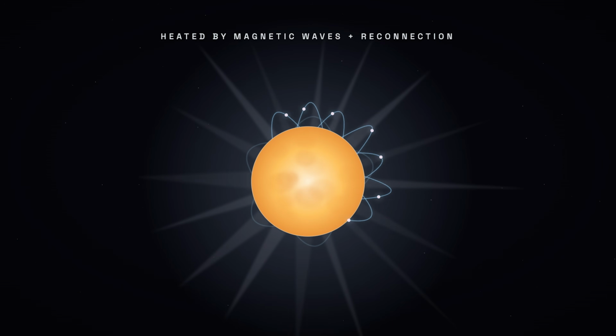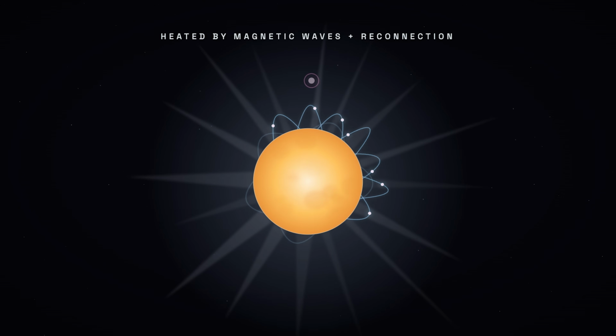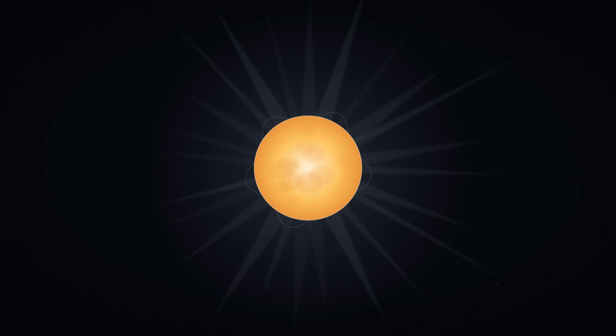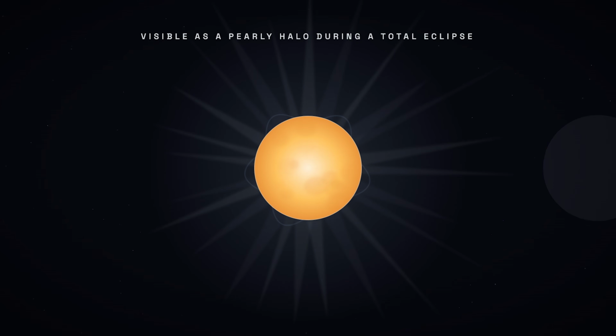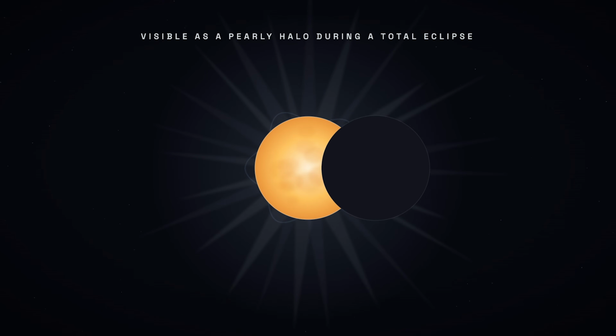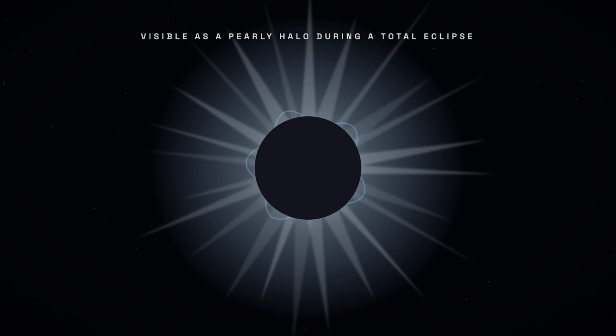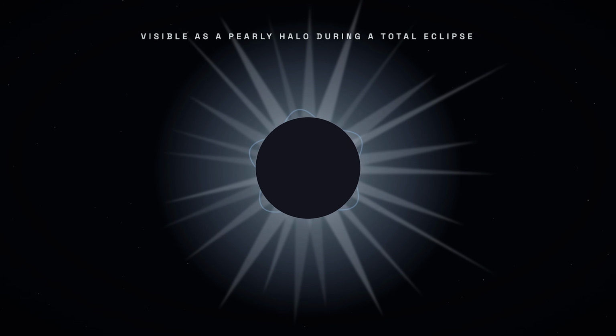How a cooler surface heats an atmosphere to such extremes remains one of the central unsolved problems in solar physics. The leading explanations involve magnetic waves and countless small magnetic reconnection events. The corona is normally hidden by the brilliance of the surface and becomes visible as a pearly white halo during a total eclipse.